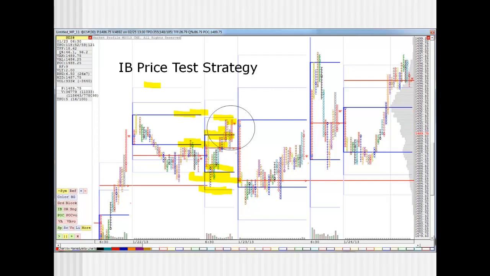And take a look at what happens the following day when the morning opens. Here's my initial balance high. Here's my initial balance low, and take a look. Period A spans almost the entire range between the initial balance high and the initial balance low.